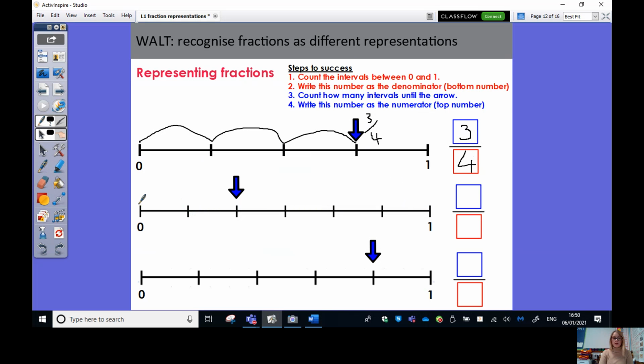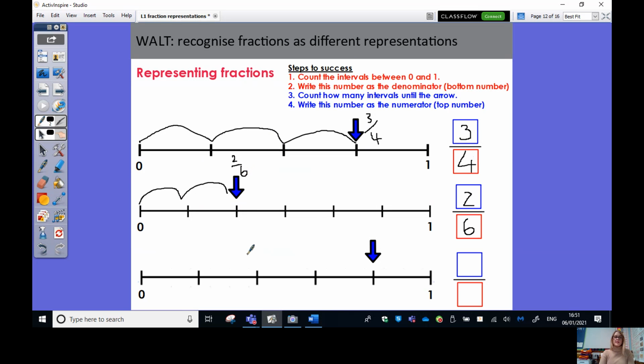Now I counted 1, 2. But this is 1 interval here. That's a mistake that some of us make sometimes. We need to remember we're starting on 0 and my first jump is 1. So 1, 2, 3, 4, 5, 6. There are 6 intervals in total. And then if I go back to 0, I need to count now how many intervals until the arrow. 1, 2. I'm going to write 2 on my numerator. So if I was to label this arrow here, it is 2/6.